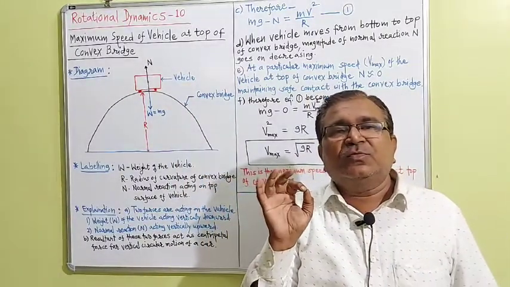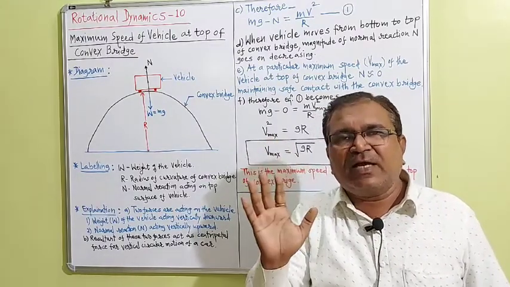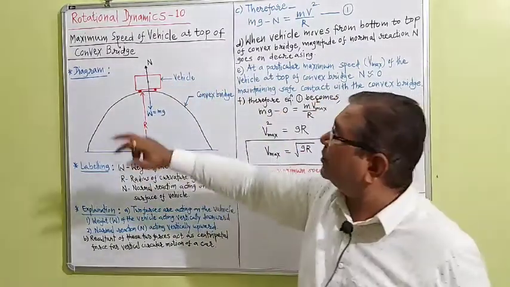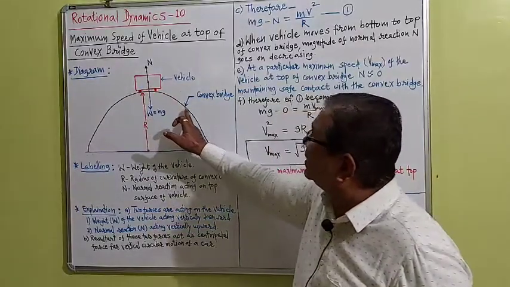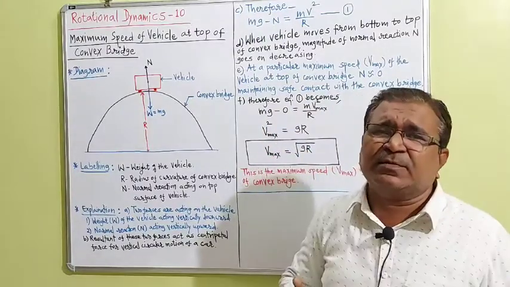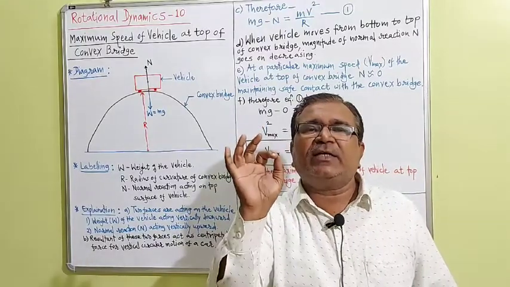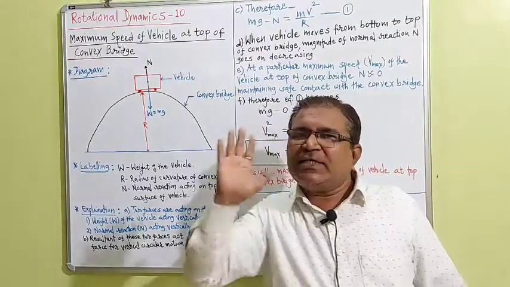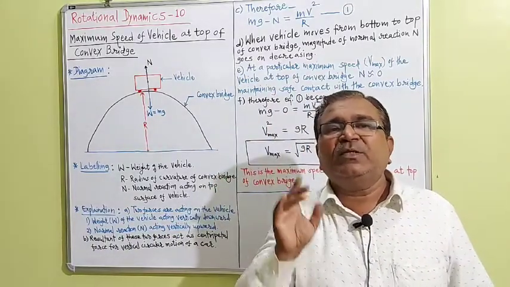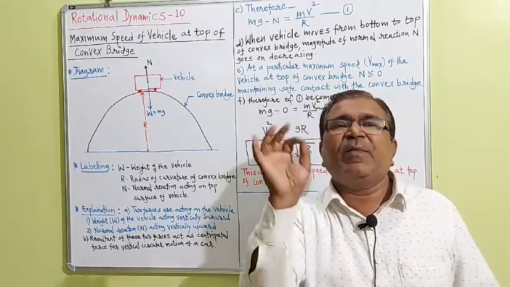So adjust the maximum speed of the vehicle in such a way that there is satisfactory contact between the vehicle and the surface of the convex bridge at the top. This is the most important concept. And at that maximum speed, the normal reaction acting on the vehicle is not exactly equal to 0, approximately equal to 0. And at that time, the speed of the vehicle is the maximum speed, V max.